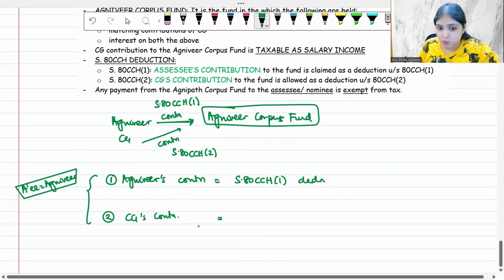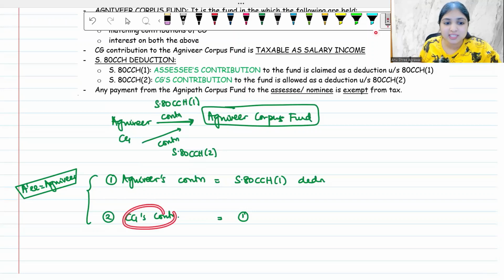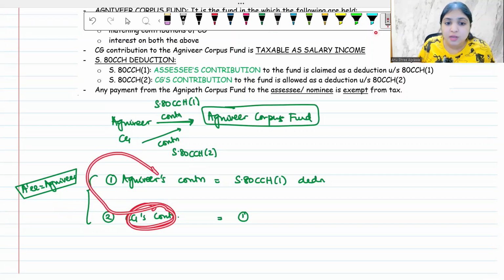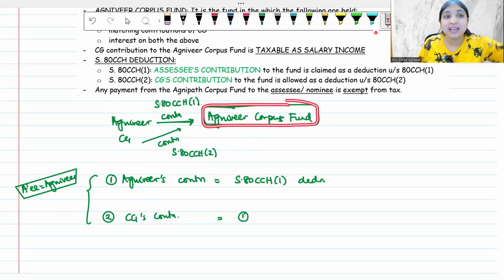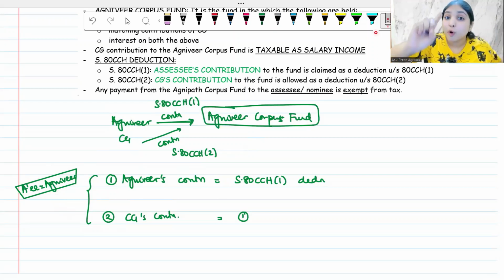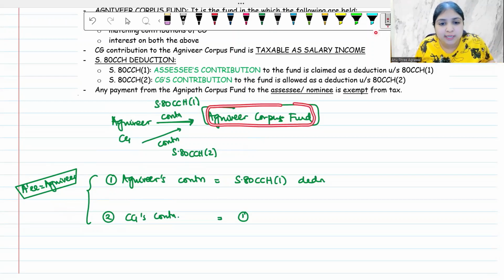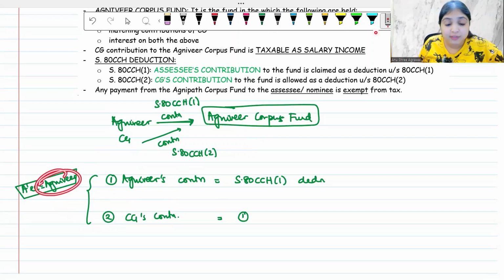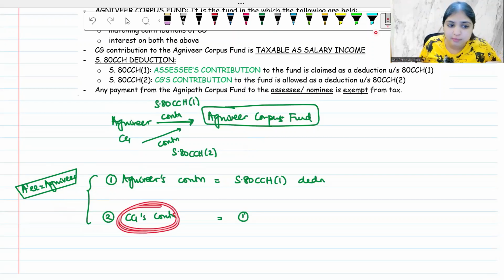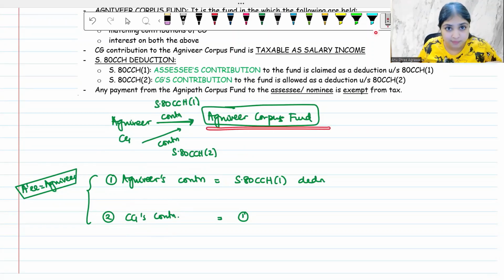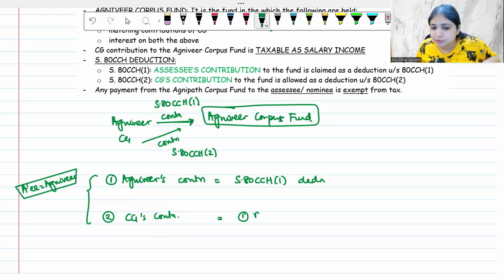Whatever the central government is contributing, don't you think first of all it's a benefit for the Agniveer? Whatever money is accumulated in RPF, who enjoys? Employee. Whatever money is accumulated in NPS, who enjoys? Employee. Whatever money is accumulated in Agniveer Corpus Fund, who will enjoy? The Agniveer. So who is benefiting from the central government's contribution? The Agniveer. So whatever is the central government's contribution to the Agniveer Corpus Fund, it's first of all a benefit for the Agniveer, and therefore it will be taxable for him.